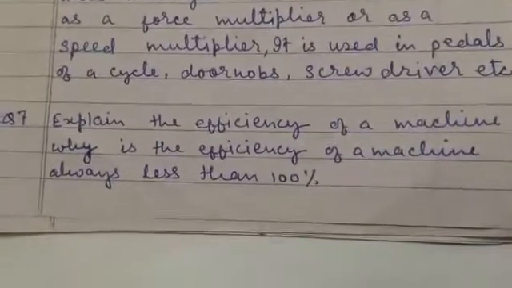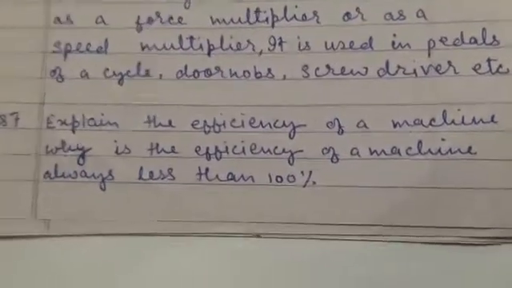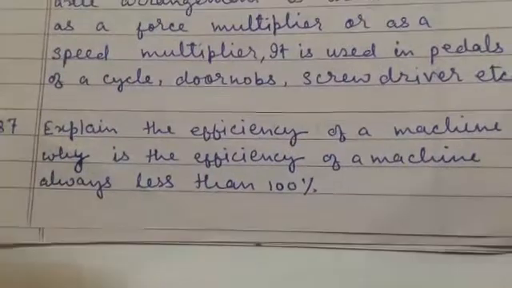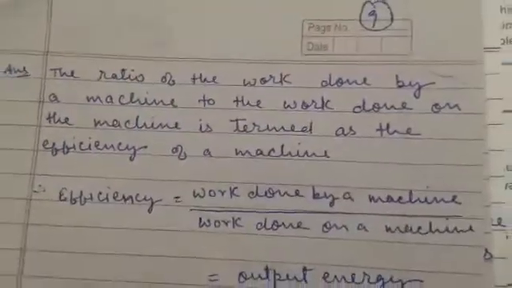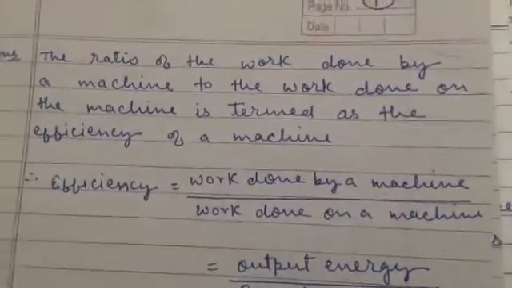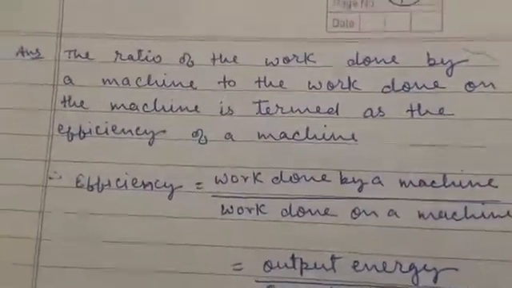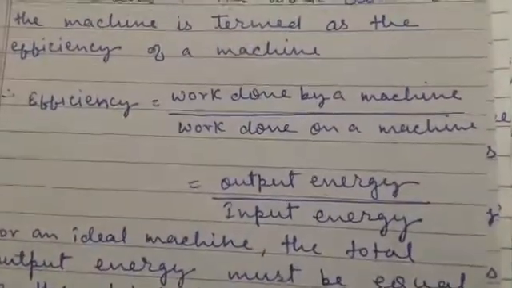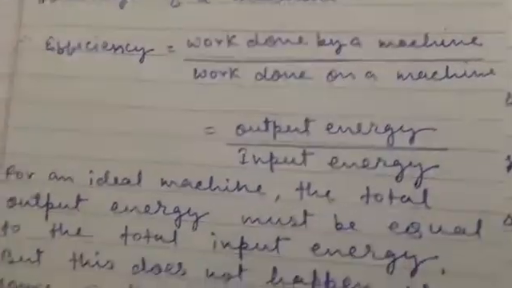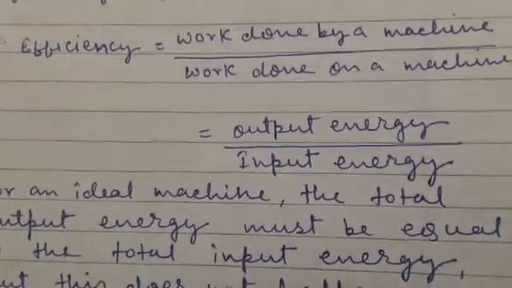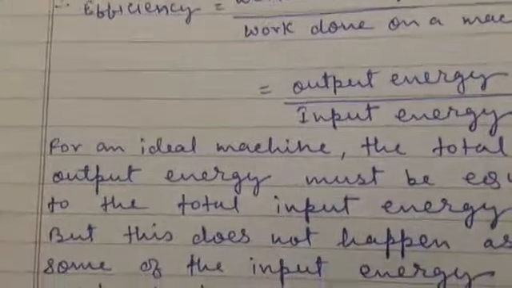Now we'll see question number 7. Explain the efficiency of a machine. Why is the efficiency of a machine always less than 100%? Answer. The ratio of the work done by a machine to the work done on the machine is termed as efficiency of a machine. Therefore, we can say efficiency is equal to work done by a machine upon work done on a machine, that is equal to output energy upon input energy.